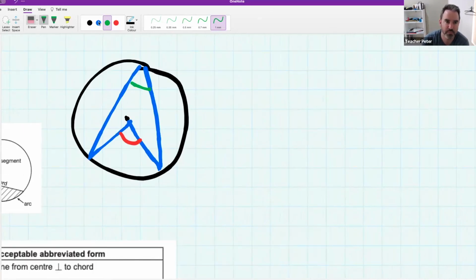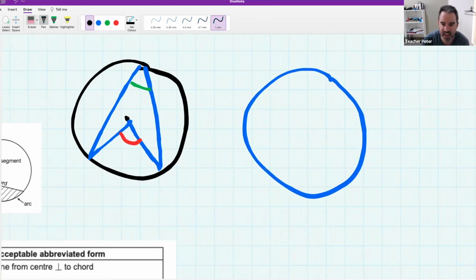And then we also spoke about, towards the end of the last lesson, that if you have a chord and then you have a line from the center of the circle to that chord, and it goes to the midpoint of the chord, what do you know about that red line? You can put your hand up or pop it in the chat. What do we know about that red line?